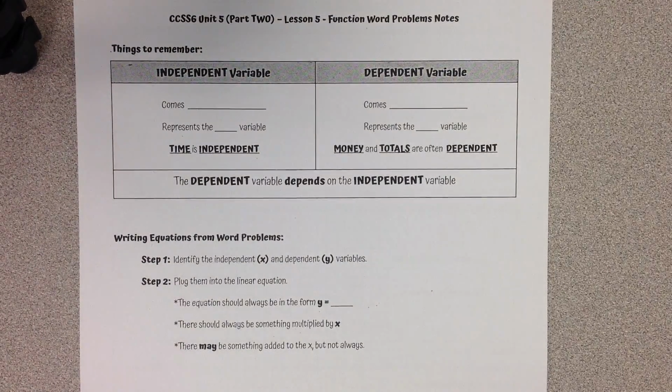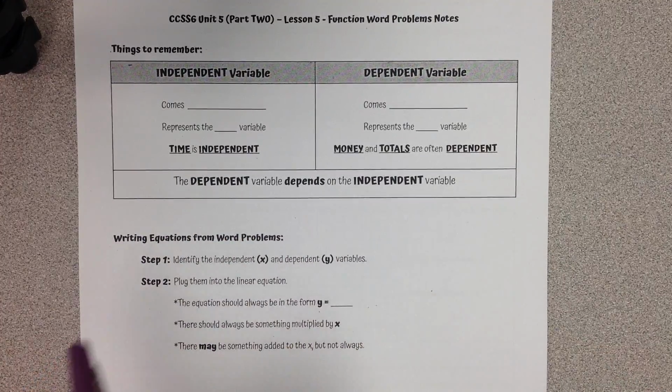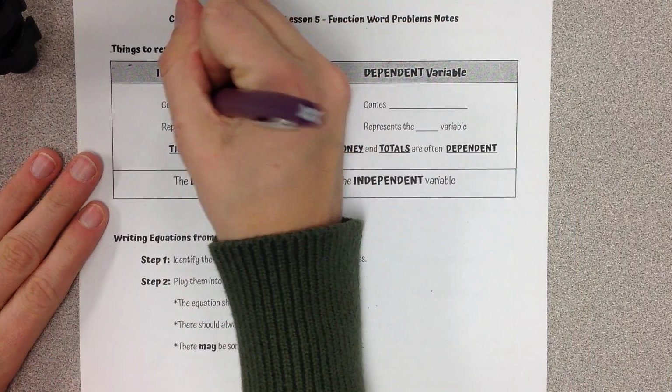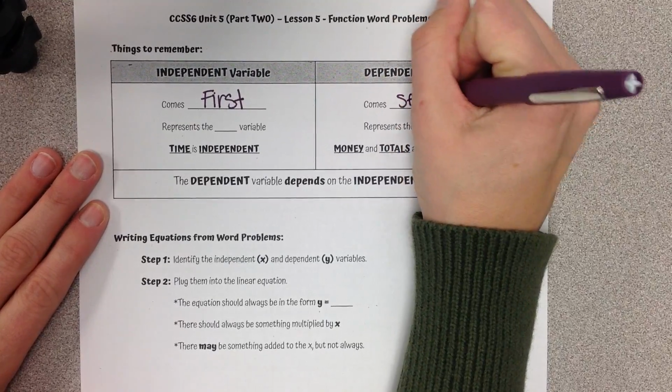Yesterday we talked about independent versus dependent variables. We are going to continue talking about those, but we're going to transfer that to function word problems. So, these are the important things to remember when it comes to independent versus dependent. Independent comes first. Dependent comes second.